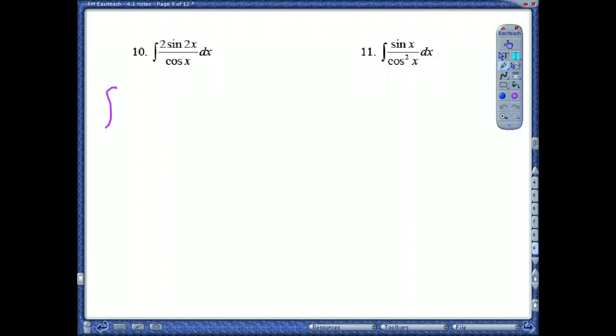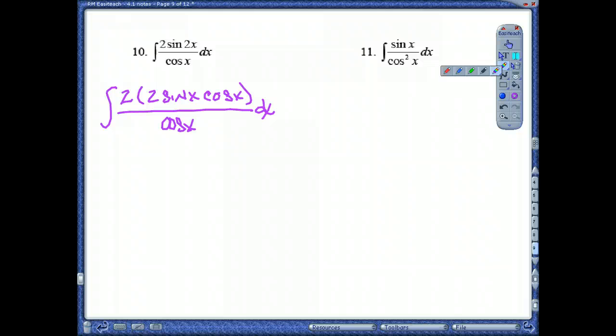Alrighty, so we've got a double angle here. I want to use my double angle formula for sine to simplify this. So that nasty looking thing, 2 sine of 2x divided by cosine of x, is really 2 times 2 sine of x cosine of x. Cancel what you can. Okay, that cosine cancels with that cosine. So really, we are just being asked to find the integral of 4 sine.